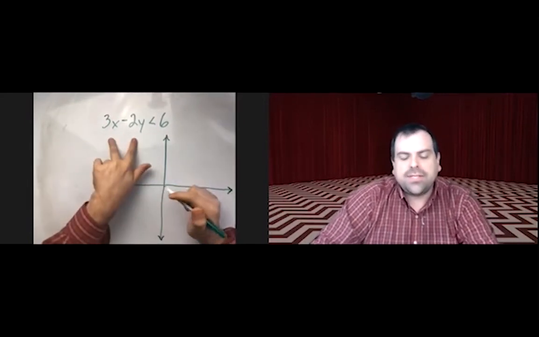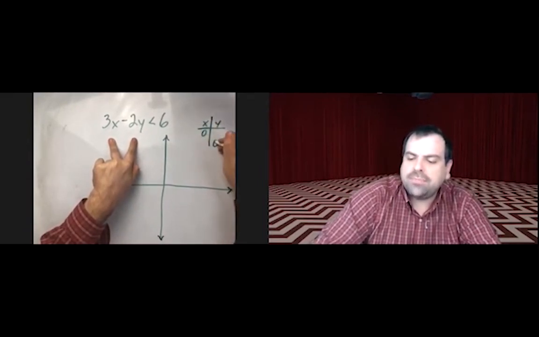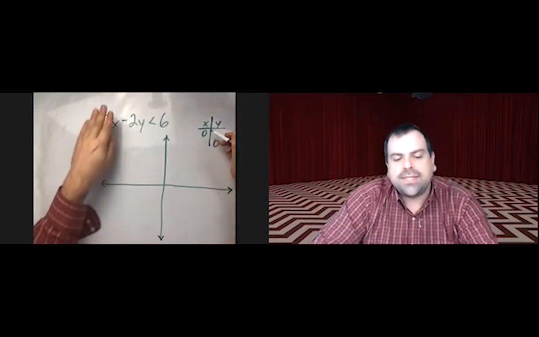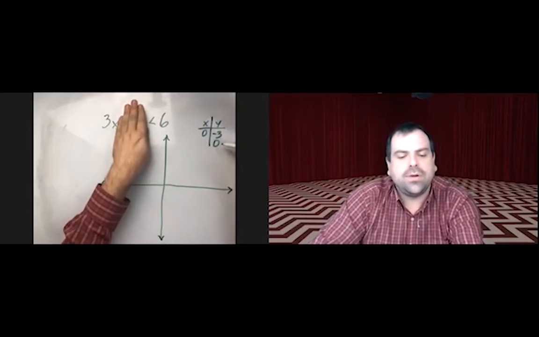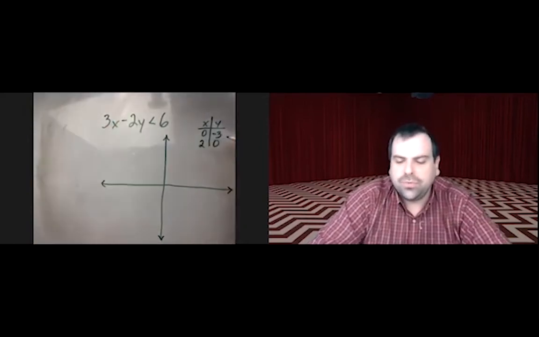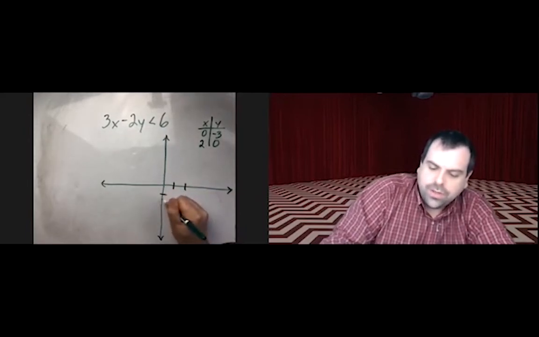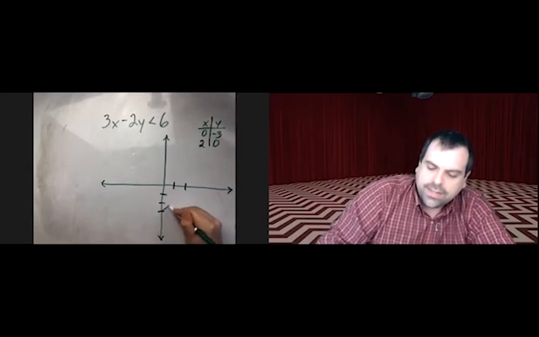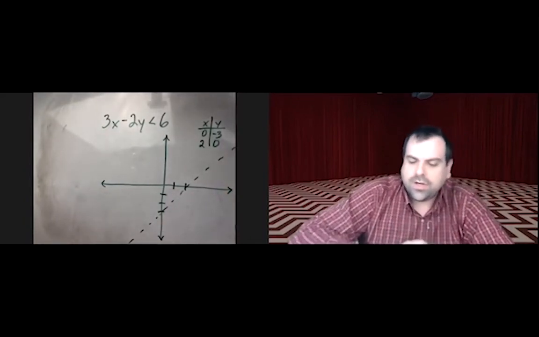So 3x minus 2y equals 6. We can find our x and y intercepts. When x is 0, y is -3. When y is 0, x is +2. X is 2, y is -3. There's our dashed line.